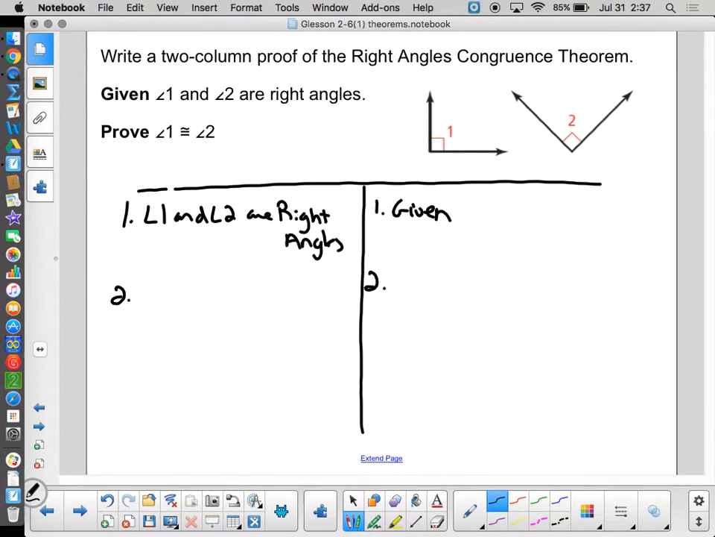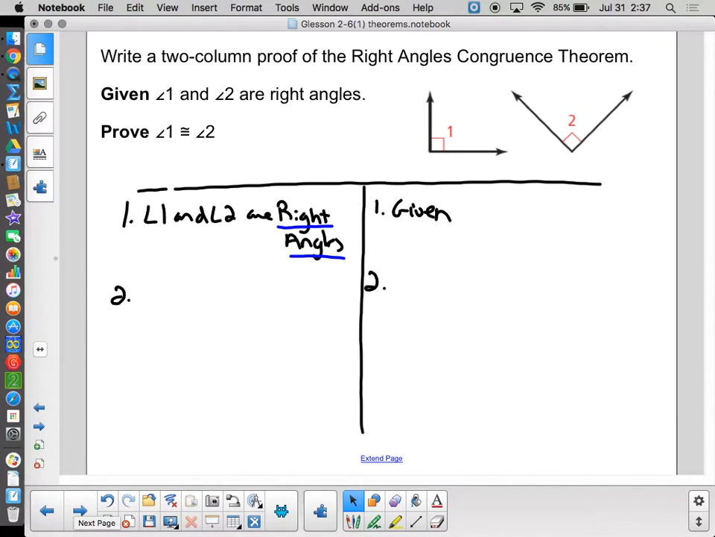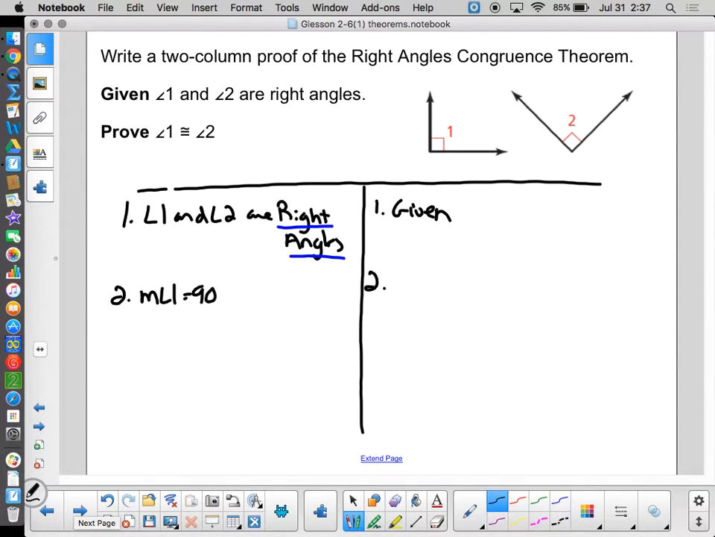Now, when we just talked through it, what did we say? Go back and listen if you want to. You can go back, rewind, and listen to what we just said. What does it mean that they're right angles? What does it mean that two things are right angles? Again, we have a vocabulary term here, don't we? Right angles. What does that mean? Well, it means they measure 90. So the measure of angle 1 equals 90 degrees, and the measure of angle 2 equals 90 degrees. That's the definition of right angle.